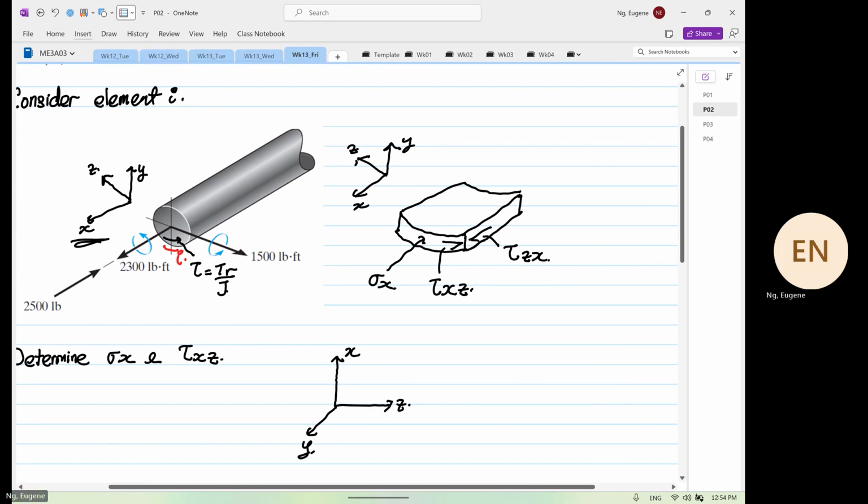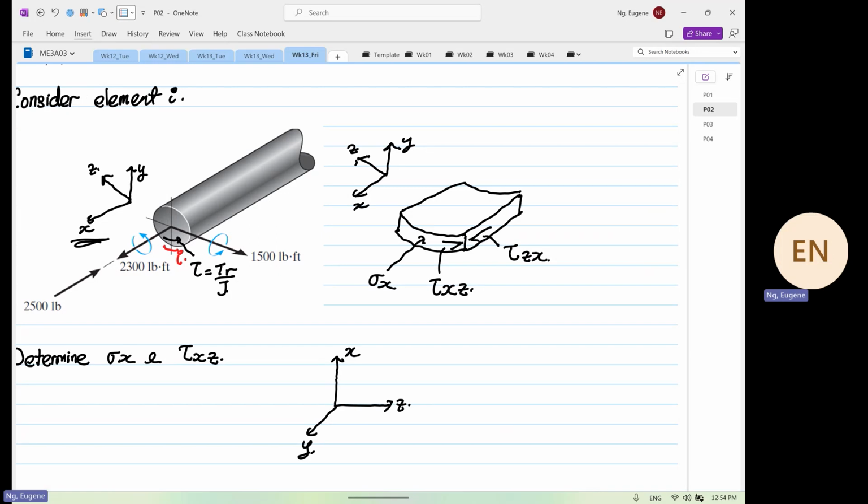So from here, we are going to have our element oriented in such a position now. Am I right that this is my X? Yep. Okay. So now this is how our element will look. So with that, we know that this is our stress X.